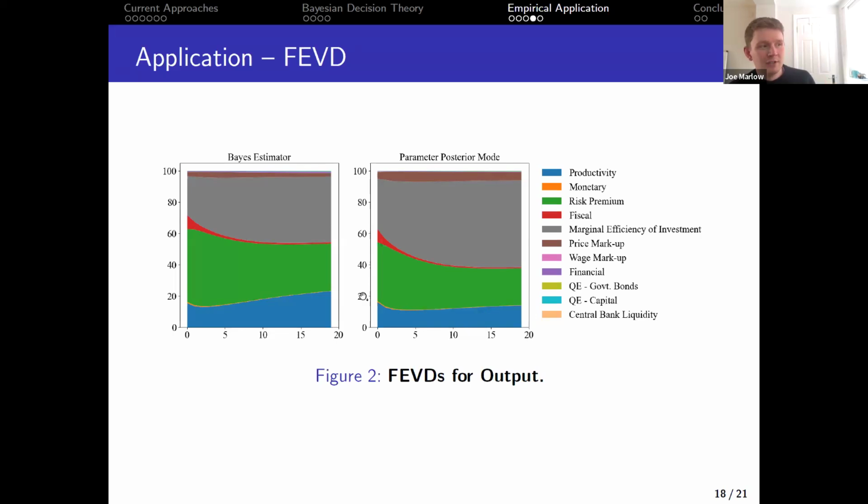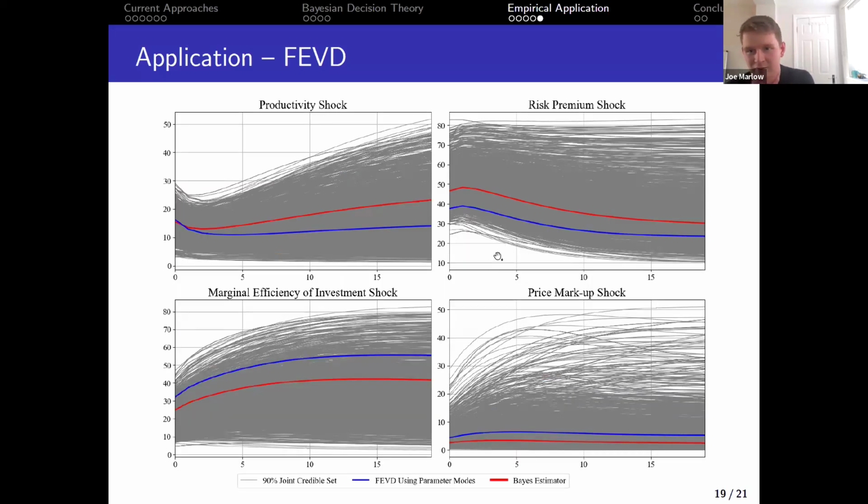So if we look at the 4 largest shocks in our system, productivity, risk premium shock, marginal efficiency of investment, and also the price markup shock, and we look at the estimation uncertainty that sits behind those point estimates, you can see there's an enormous amount of estimation uncertainty present there. Although the marginal efficiency of investment shock is shown to be the largest when we look at the point estimates, if you look at the 90% joint credible set here, the amount of variation in output that can be explained by this shock is somewhere between 5% and 85%.